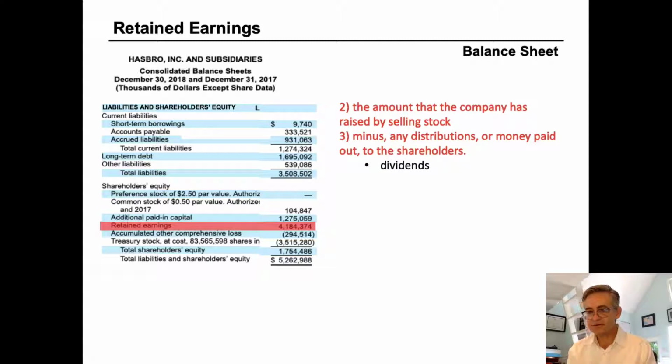Now, retained earnings. This is the total amount of net income that a company has generated since its inception that has not been paid out to shareholders in the form of dividends or share buybacks. This is what we mean by retained. In Hasbro's case, retained earnings are $4.2 billion. So it's important to realize that this is not a pile of cash. The cash is the first line on the balance sheet, and it's only $1.8 billion. So where did the rest of the retained earnings go? Well, they've been reinvested in the business as assets.